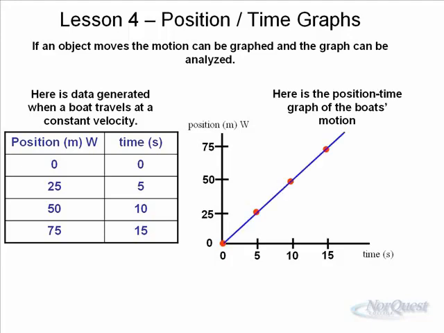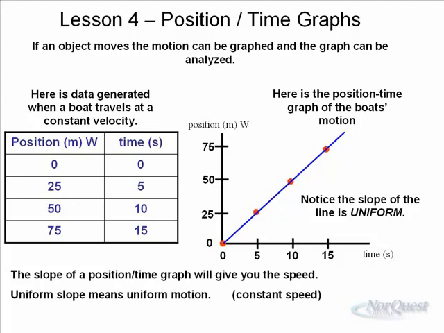And when we connect all those dots using a straight line, we notice that the slope of the line is uniform. And that means uniform slope will give us uniform velocity. Remember, y is equal to mx plus b. In this case, our m is a constant. Our slope is a constant. The slope of the position time graph gives you the speed, and uniform slope means uniform velocity.